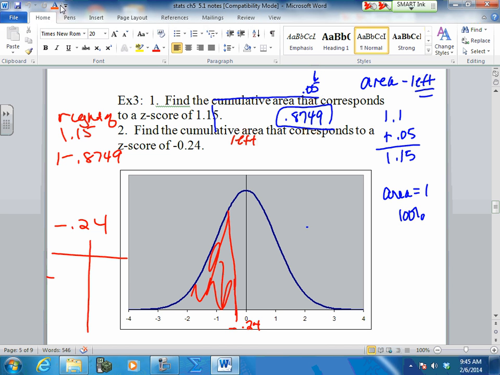Negative 0.2. And what am I going to look up on the top? 0.04. So everybody find me that area. This is your tens place that you're looking up, and sometimes you have a number next to it, 1.2. So find me that area. 3.04. No.